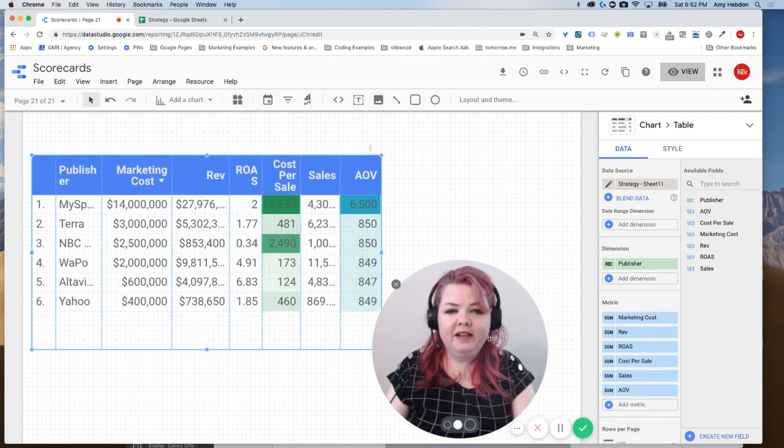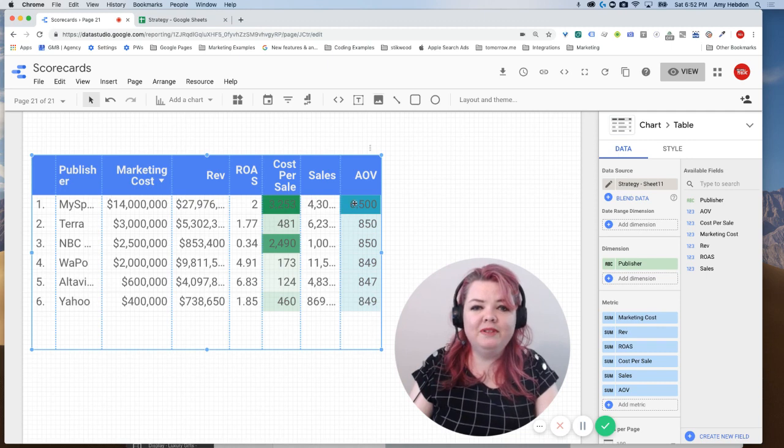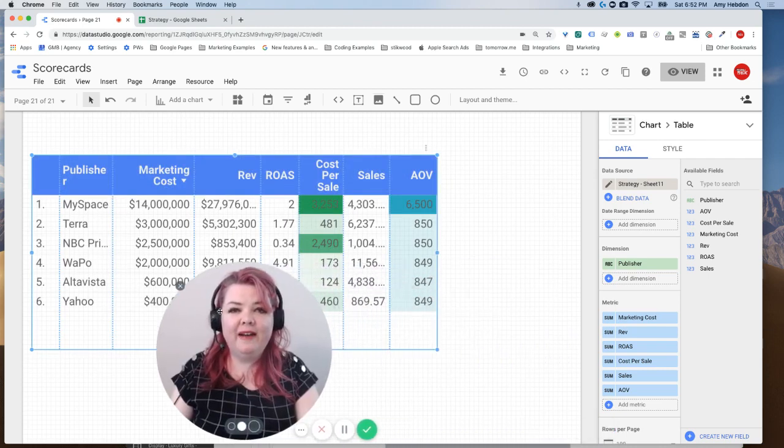we can see something else happening here, which is that MySpace is almost 7 times higher than any other publisher in terms of the average order value. So without knowing what is happening over on MySpace, we can see that there's a lot of value in that: people are either spending a lot more money or buying more expensive products. Something else is happening there.